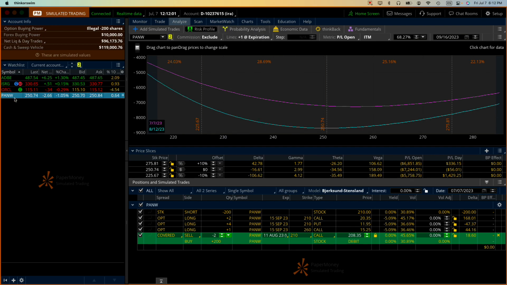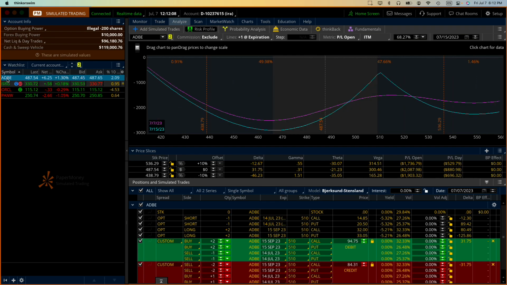Let's take a look at our current positions. I don't immediately have any candidates, so let's try and figure out what needs to be changed here. Adobe has expiration in July. Those are my short options of my Gini trade.